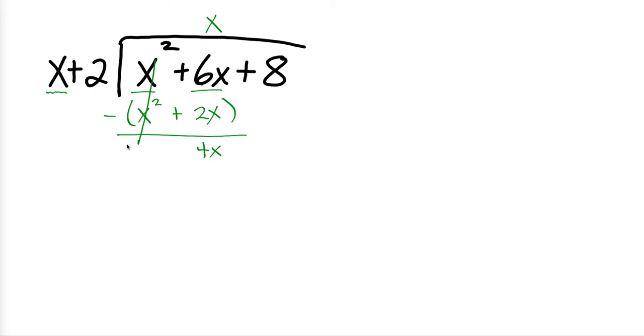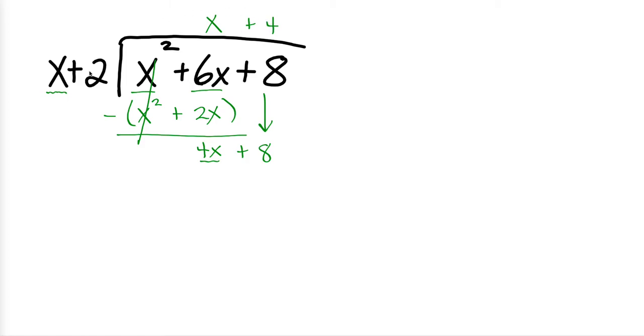What did we do next in division? Bring down the 8. So we're going to bring down plus 8. And then now I have to figure out how x plus 2 goes into 4x plus 8. So I'm going to focus on this x and focus on the 4x. What would I multiply x by to make it 4x? 4. So I multiply it by positive 4.